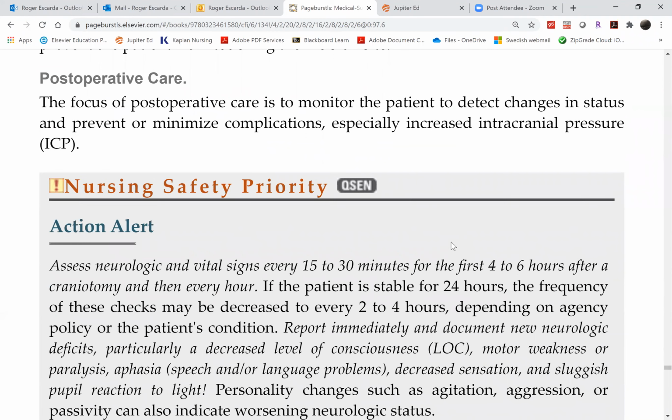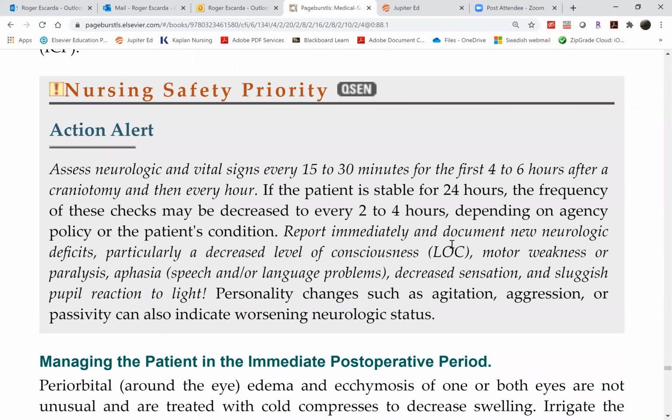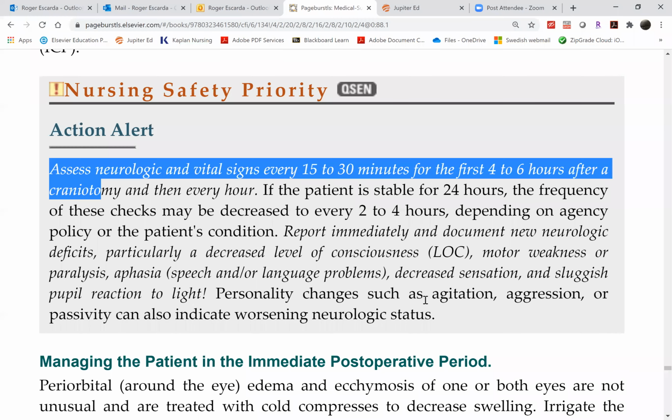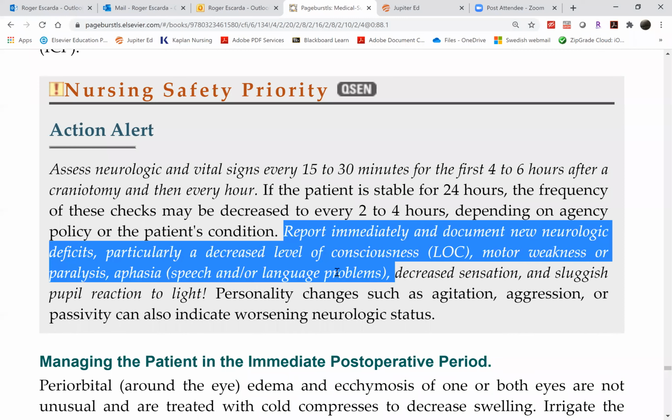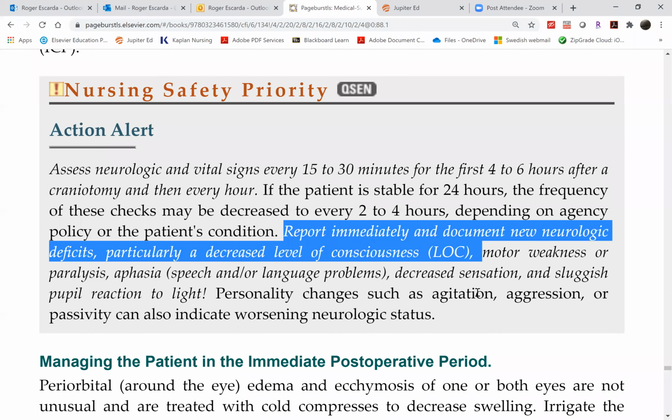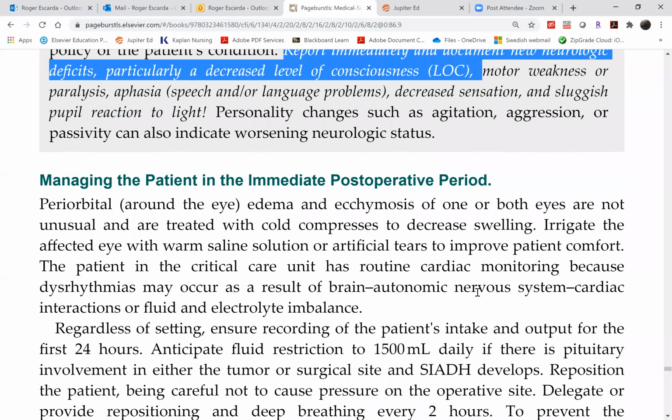All right, so after brain surgery, just like what we did in hypophysectomy in chapter 62, we perform neurologic assessments and vital signs every 15 to 30 minutes for the first 24 hours. Please read the rest of this action alert. Again, this is how many times now that we saw this statement? Probably 4 or 5 times already.